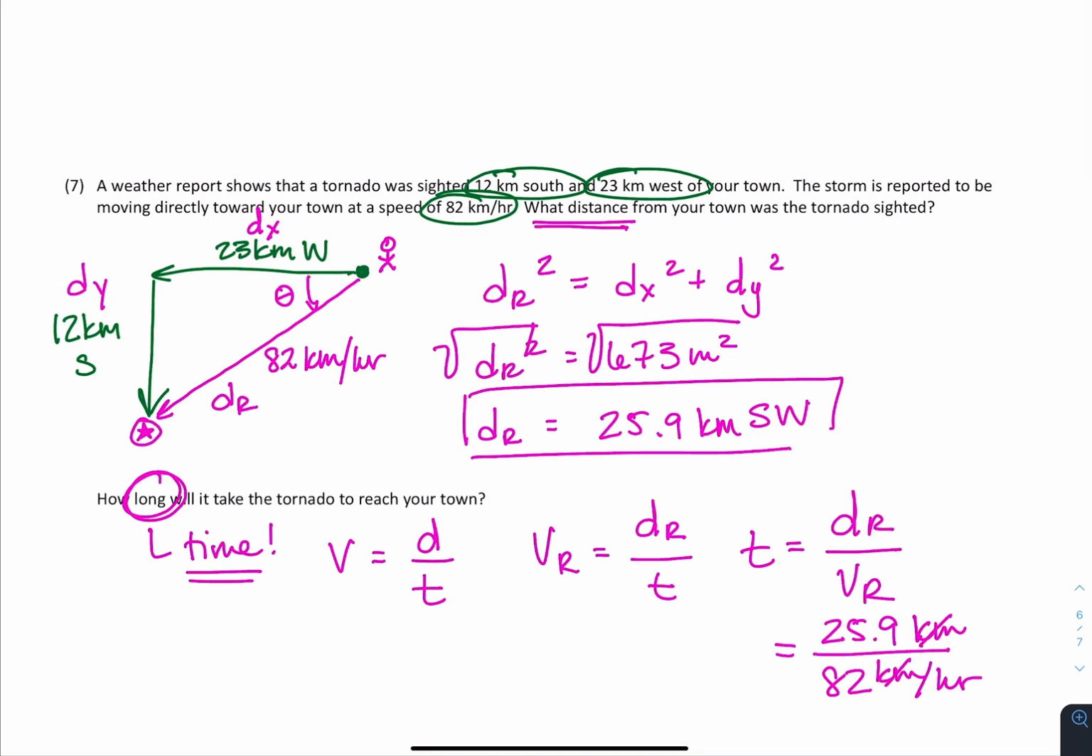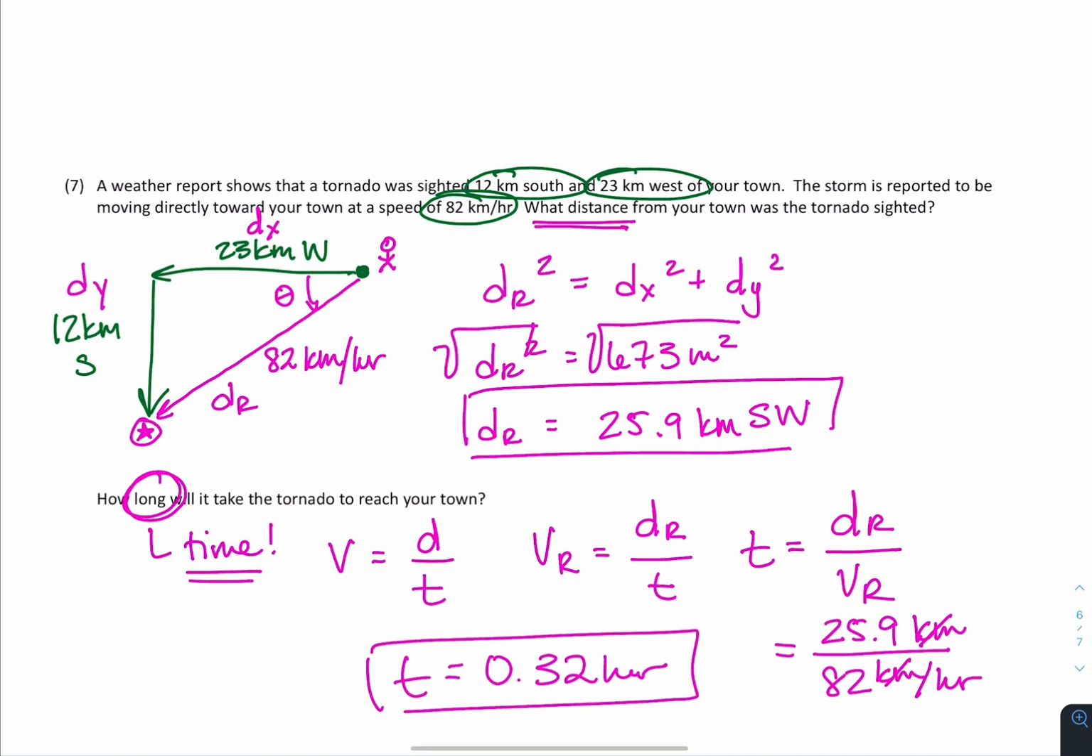So we've got 25.9 divided by 82. It's going to take 0.32 hours for that tornado to reach us on its current path. Now, this addition of time is an additional step we're going to start to see more and more often. So we'll talk about this as we continue to work these problems. Let me know if you have any questions.